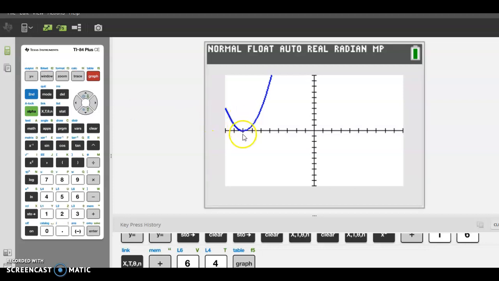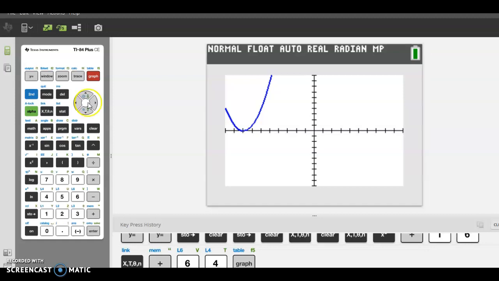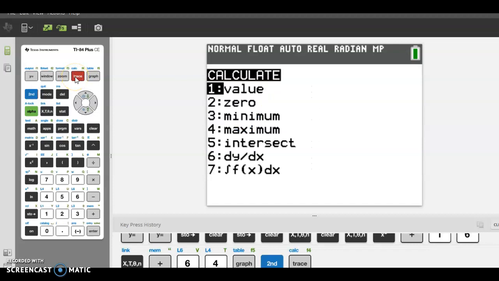If it asks me to find the vertex, notice that the original equation had a positive for my first term, therefore positive people have smiling faces. So this is a happy face. So this one's going to have a low point, which is a minimum. So if you were asked to find the vertex, this is how you would do it. You would go to second trace, and because it had a low point, this one's going to have a minimum.